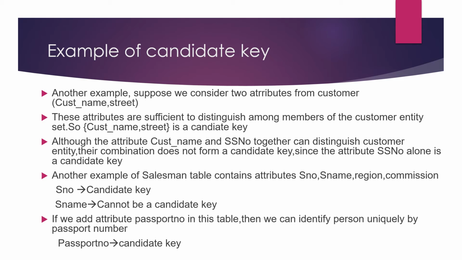Another example is a salesman table, which contains attributes salesman number, salesman name, region and commission. Salesman number is a candidate key. Salesman name cannot be a candidate key because a name can be repeated. Two or more persons may have the same name. If we add the attribute passport number in this table, then we can identify a person uniquely by passport number. So passport number is a candidate key.